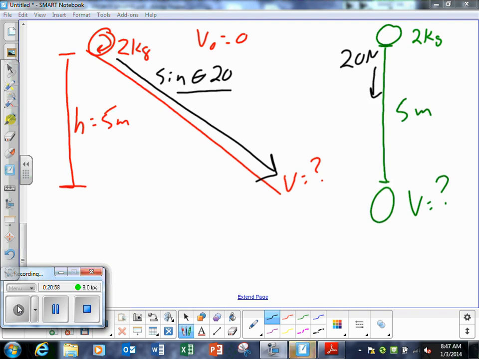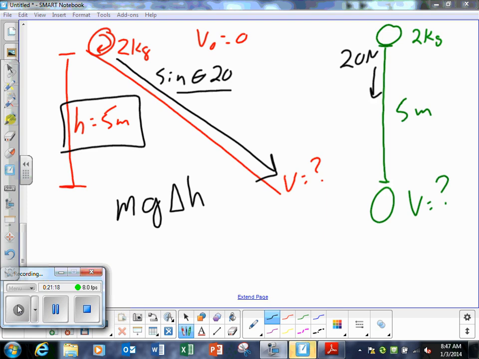But once it finally gets down to the same change in potential energy, which we're not changing mass, we're not changing little g, we're just changing height. Once we get to that same change in potential energy, where else would the energy go? It's completely conserved. It has to go directly into kinetic energy. Now this takes longer, but it should be the same velocity.